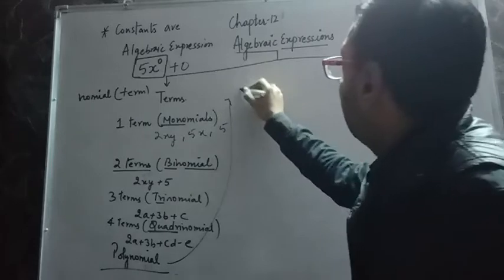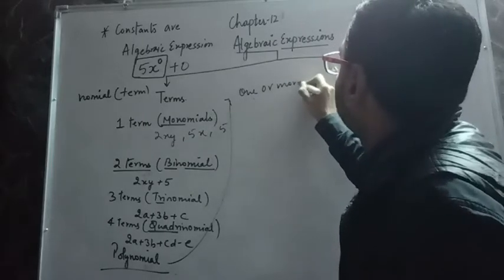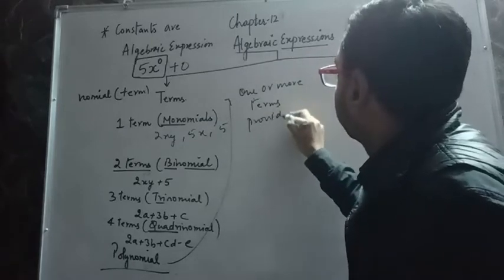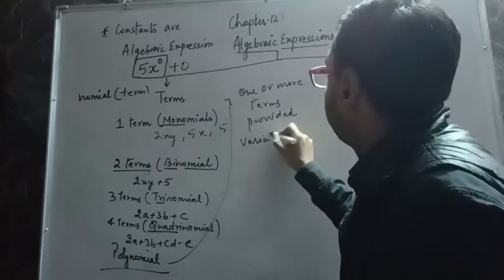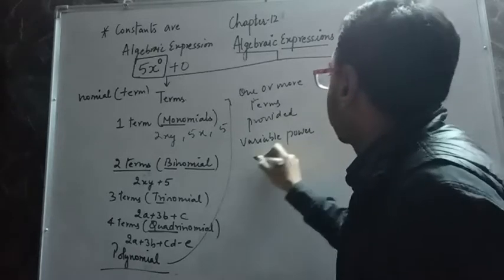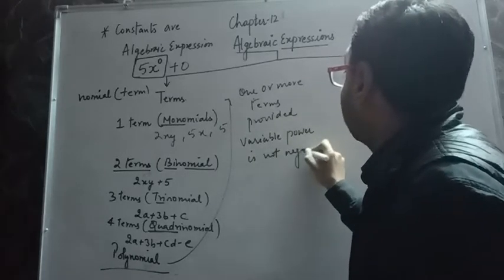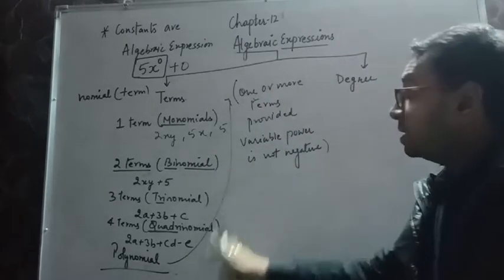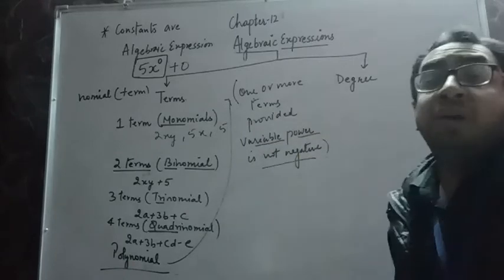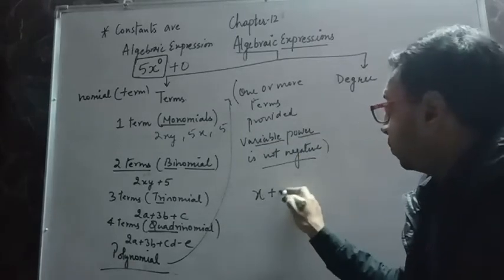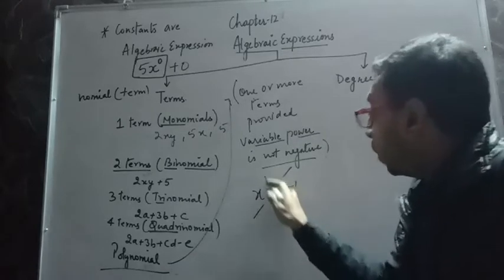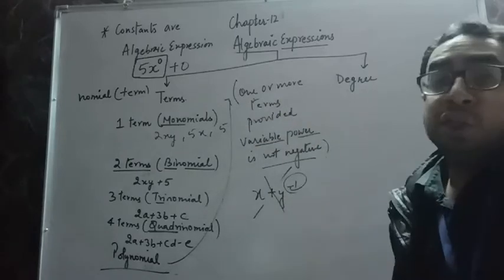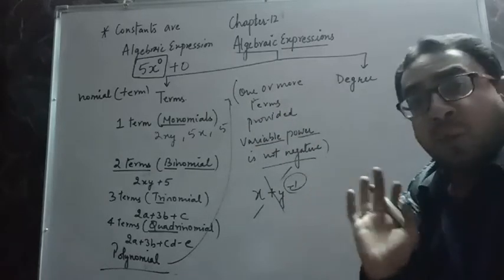Basically, polynomials have one or more terms, provided the variable power is not negative. That is a very important condition. For example, x plus y to the power minus 1. This is not a polynomial because its power is minus 1. So this is a very important condition for a polynomial. The power cannot be negative. Clear with that?